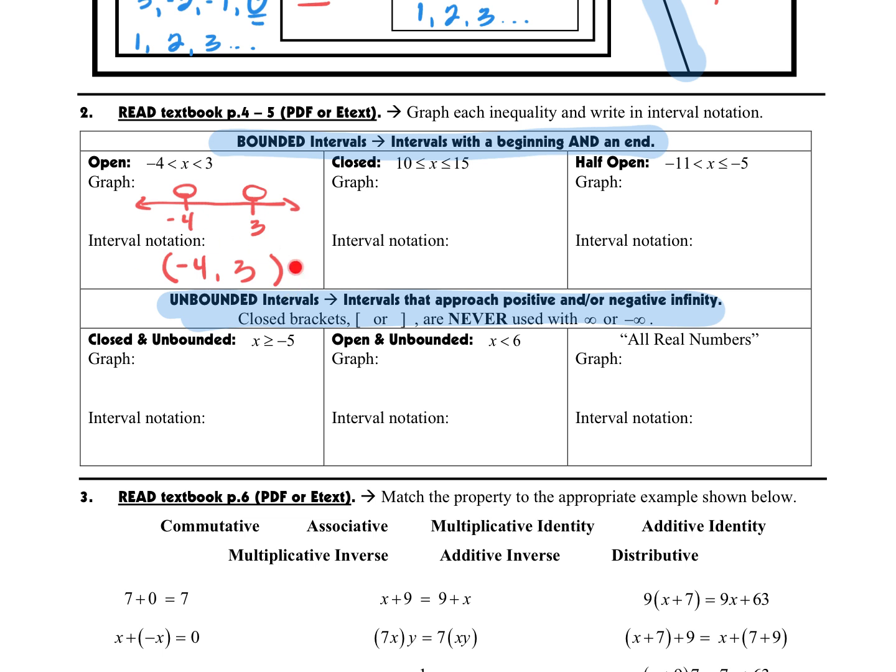Be careful, because we have to read this in the context of the problem. This looks like an ordered pair right now, but it is not. It is an infinite number of values between -4 and 3. But we do not include the -4 and 3.